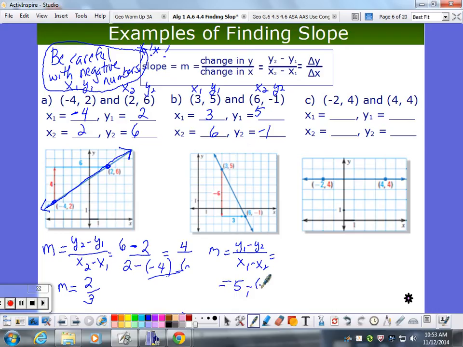5 minus -1. You have to be really careful with your negatives. Over, we're doing x1 minus x2. 3 minus 6. So did I do that right? 5 minus -1, 3 minus 6. Minus is a plus. 5 plus 1, 6. 3 minus 6, -3, which is -2. I did it the other way. And I got -6 over 3. What's -6 divided by 3?